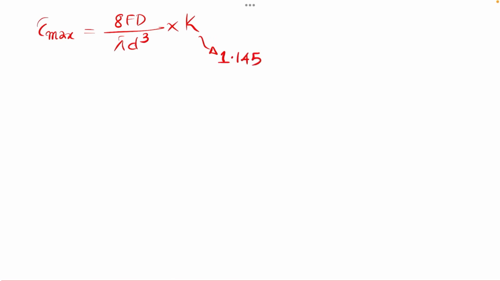So the same expression I will be applying. Here I will write tau max. Tau max for the spring material is 8FD divided by pi d cube into capital K. This capital K value we have evaluated, Wahl's shear stress factor, which is 1.145, and the F value we already have.